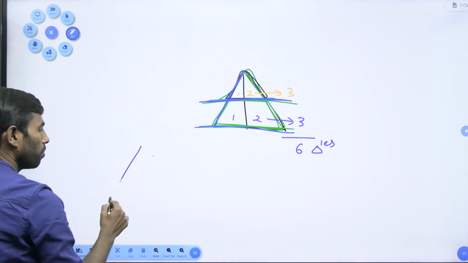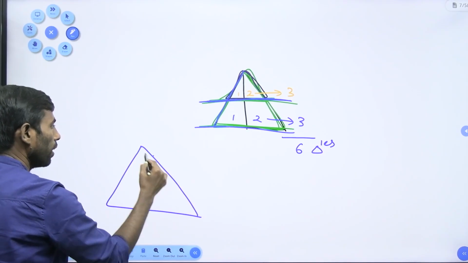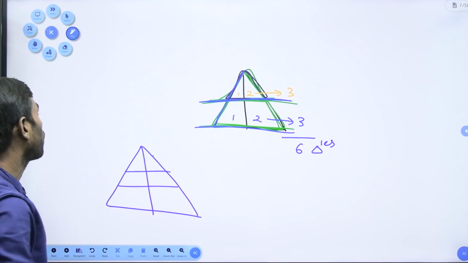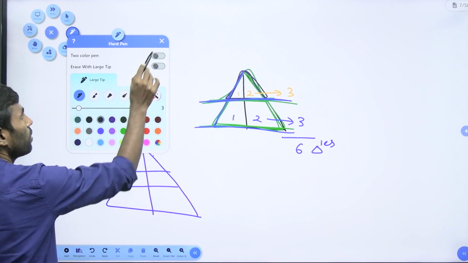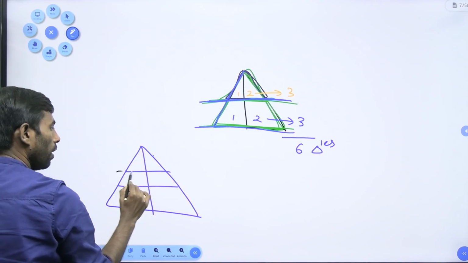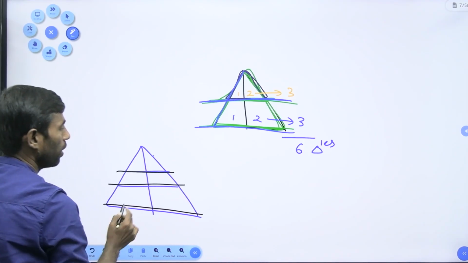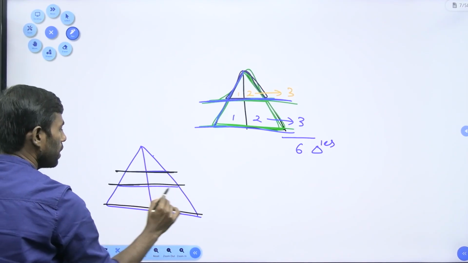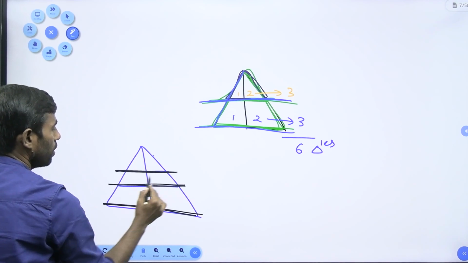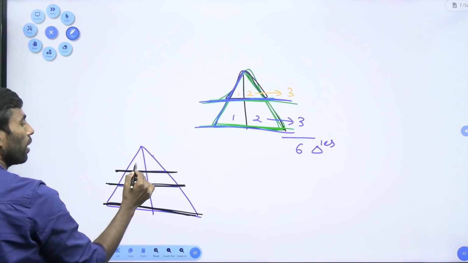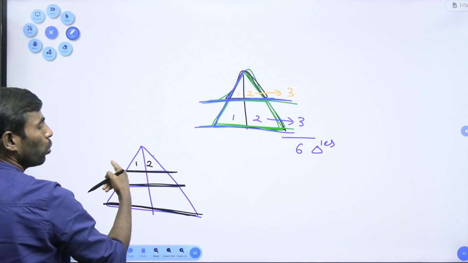Suppose the figure is like this. How many triangles are there in this given figure? Count till this base part separately. Baseline, second baseline, third baseline. First, second, third, 3 baselines. Okay. So give numbering in the gaps. 1 plus 1, 2. 2 gaps are there.